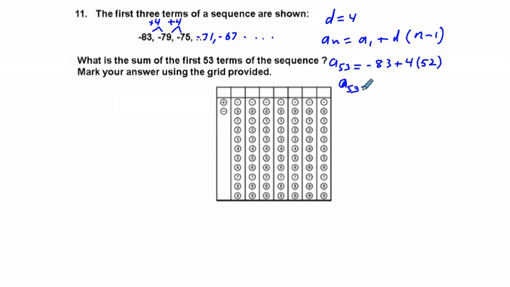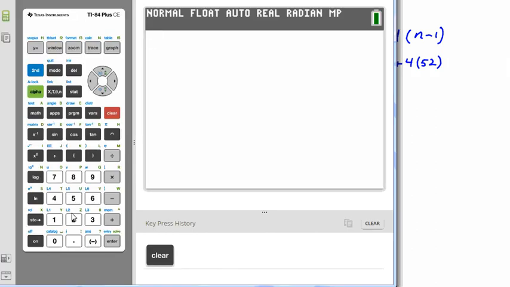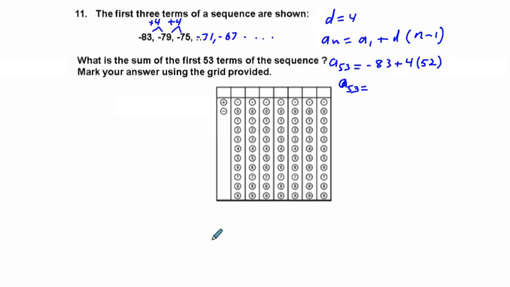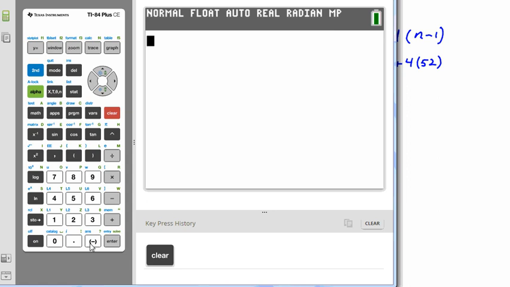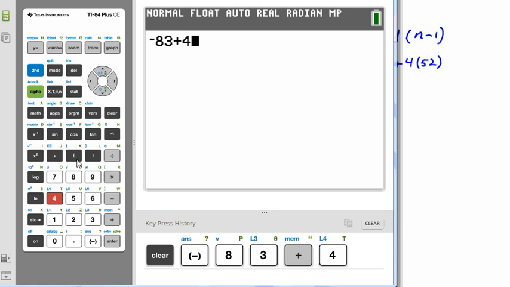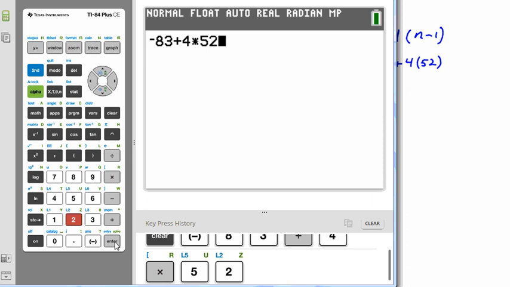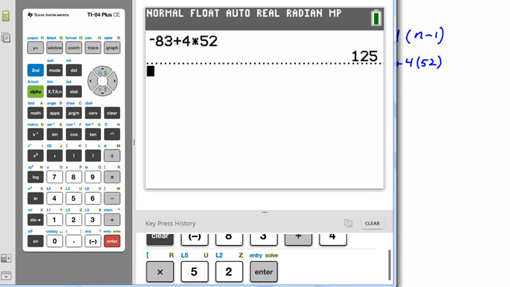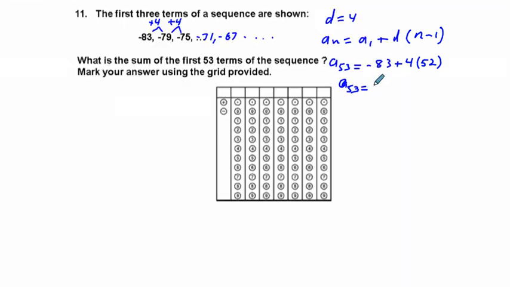And let's go ahead to our calculator and figure out what that is. Make sure I start out in the right place, negative 83. So we have negative 83, which is a sub 1, plus 4, which is d, times 52, which is n minus 1. And we get 125. So 125. Now we get to our next formula, which is this one right here.